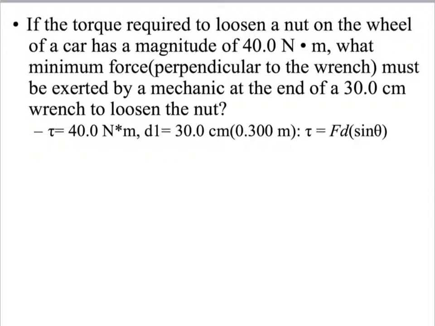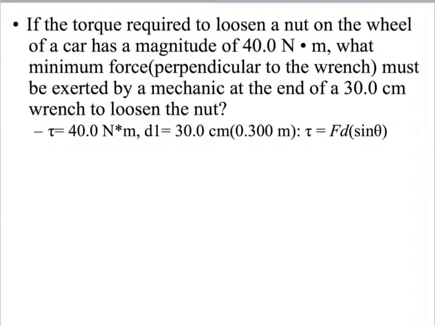If the torque required to loosen a nut on a wheel of a car has a magnitude of 40 newton meters, that's the torque, that's how much we have. What minimum force must be exerted by a mechanic? Minimum force means it's going to be perpendicular to the wrench, because that gives us the sine of 90, which is 1. What force must be exerted by a mechanic at the end of a 30 centimeter wrench? Now our values up till now have been in meters, so we need to convert that. So what force do we need to loosen that nut?